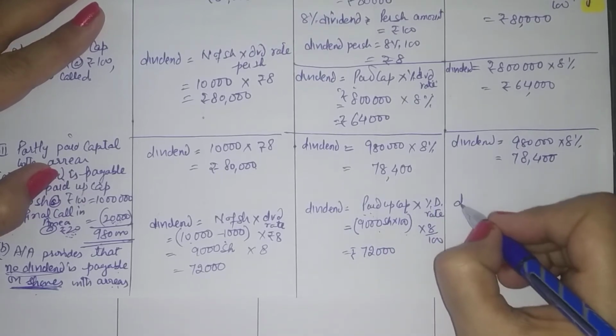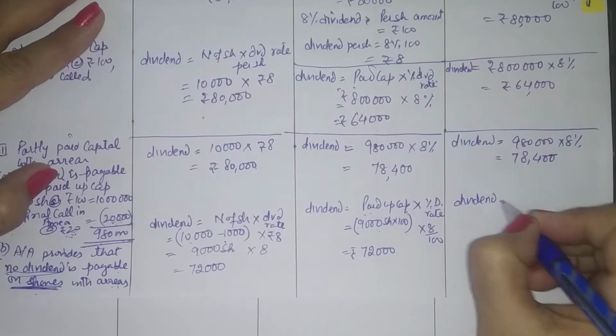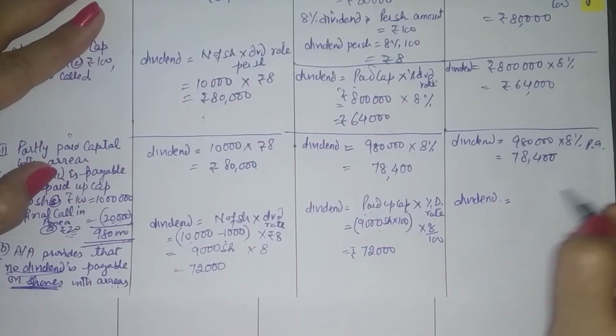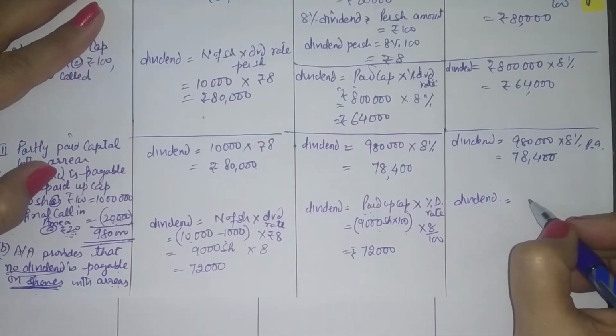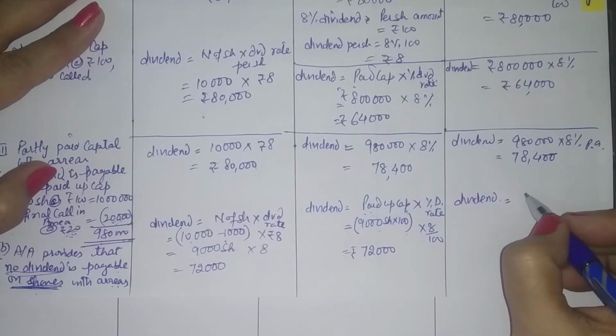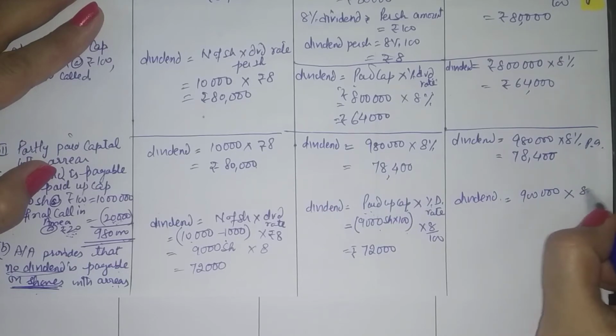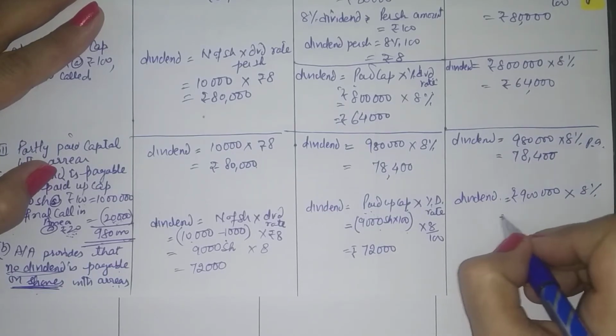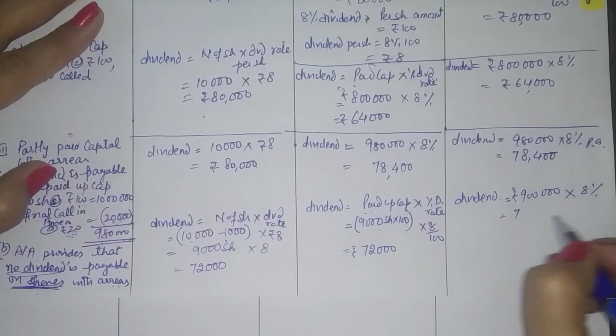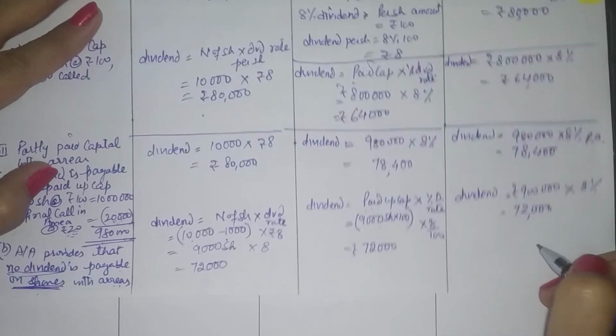Coming here, now this won't affect our calculation, because per annum will give you a different answer when the time period is different. So your paid up capital without the shares with arrears is 9 lakh. So your capital amount is 9 lakh into 8%. Dividend is coming out to be 72,000.